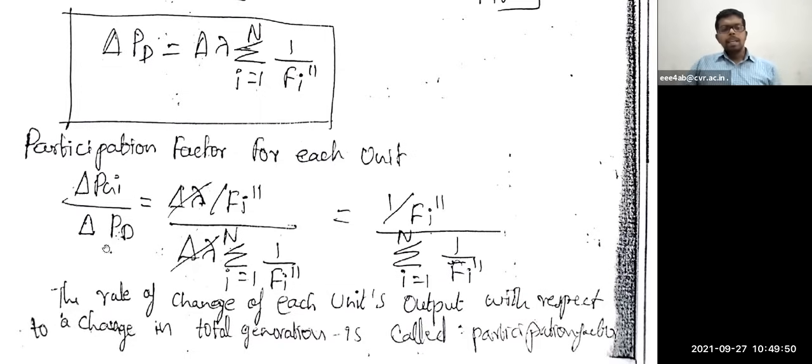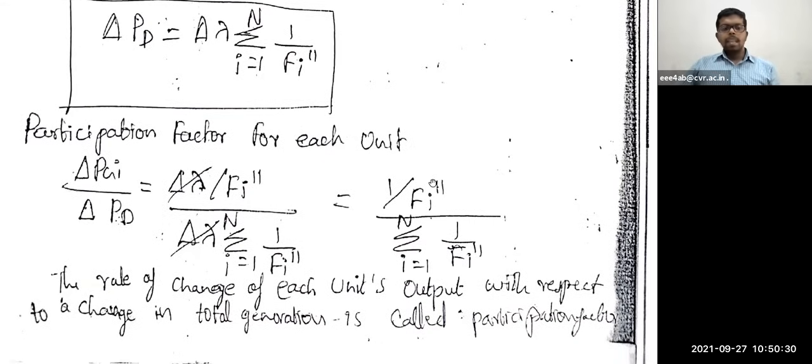Del PD is equal to del PG1 plus del PG2 up to del PGN. This we already know. We derived that del PGi is equal to del lambda divided by Fi double dash, and del PD is equal to del lambda into summation i equals 1 to n of 1 divided by Fi double dash. Further simplification gives 1 divided by Fi double dash, the whole divided by summation i equals 1 to n of 1 divided by Fi double dash. You need to remember this. This is called the participation factor.